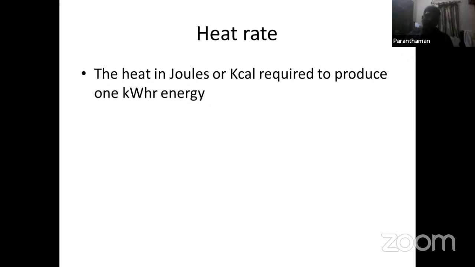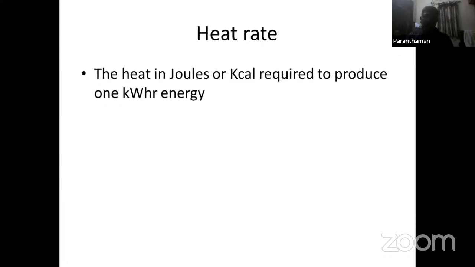For every station, heat rate is defined, and the difference is considered as the deviation. Actually, no power station in India or anywhere is running with the correct heat rate. It is falling behind only. Our aim is to reduce the heat rate.